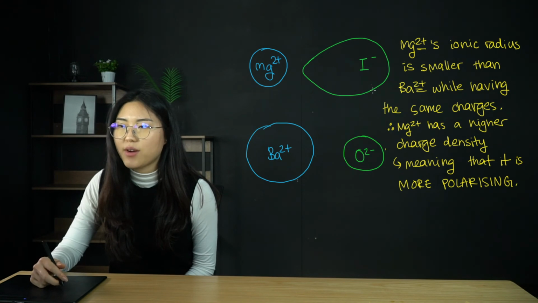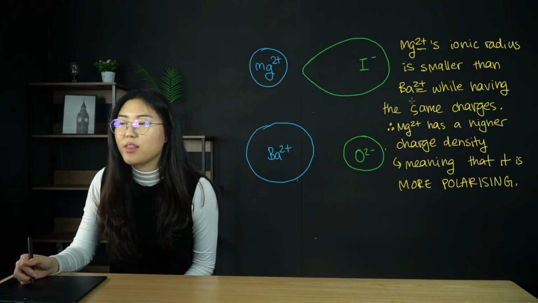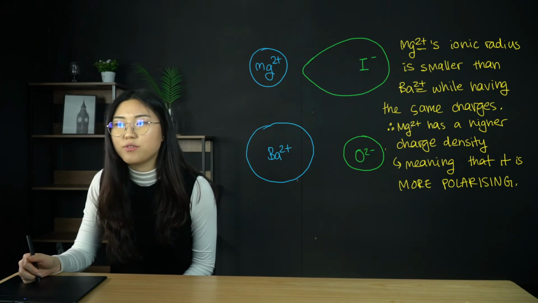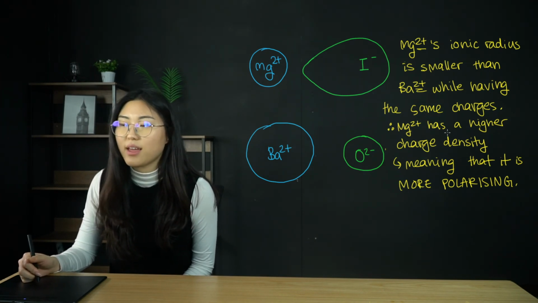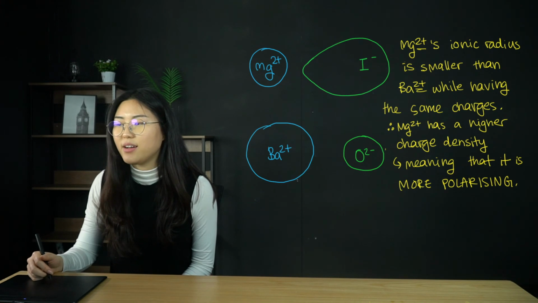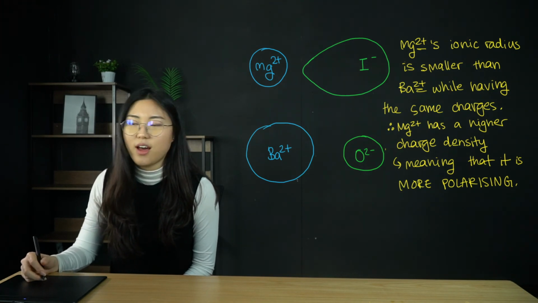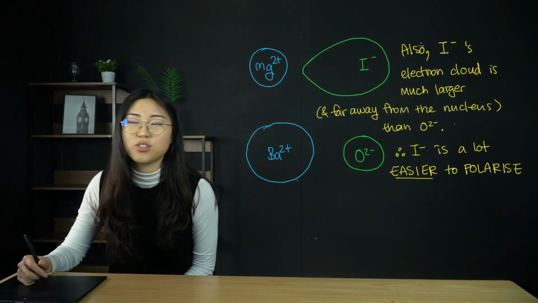I just drew the diagram for magnesium iodide and barium oxide. So the Mg2+'s ionic radius is smaller than barium 2+, while having the same charges, right? They all have 2+. Therefore, magnesium ion has a higher charge density, right? It's more polarizing. Yeah. So that is the cationic contribution to the polarization, and we have the anionic contribution as well.